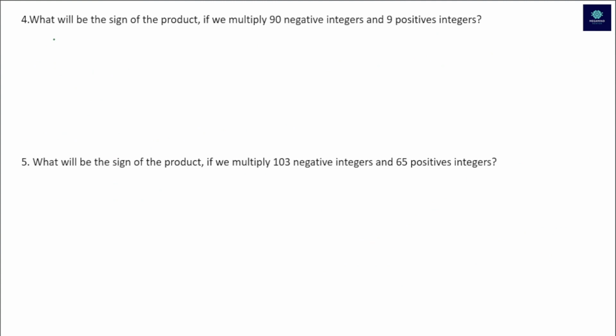So here our answer is minus 1. Now let us solve question number 4. They are asking us what will be the sign of the product. It means we have to just tell whether our product is positive or negative. 90 negative integers and 9 positive integers. In that case, let us first find the sign of this. When I multiply 90 negative integers, 90 is an even number, and we know that if the minus sign is for an even number of times, the final product sign will be positive. So when I multiply 90 negative integers, my final sign will be positive.